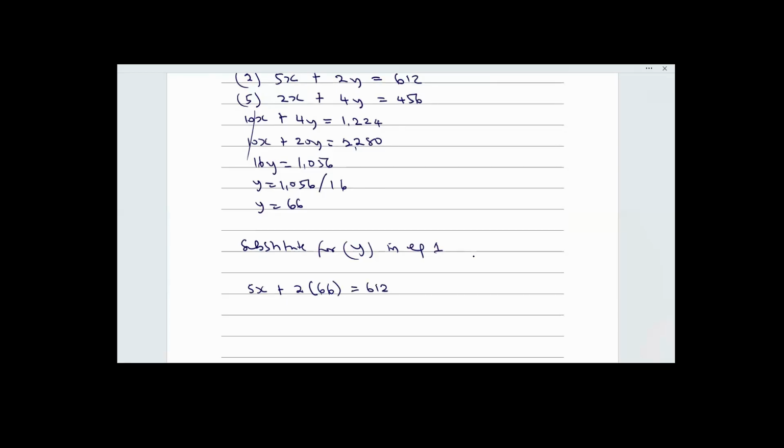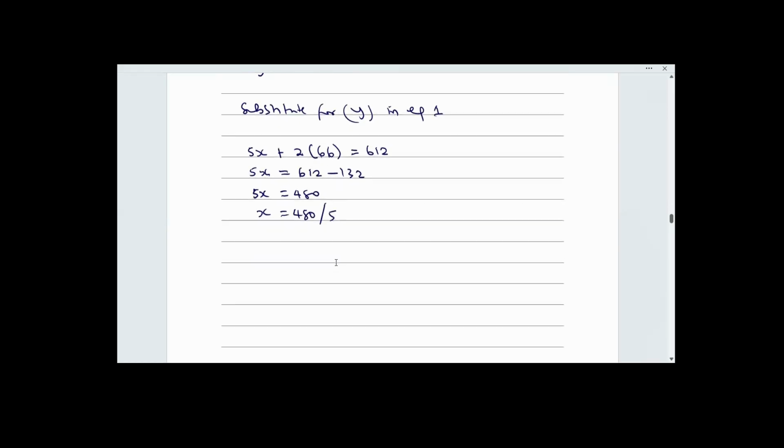612. So 5x equal to 612 minus 66 multiplied by 2, which is 132. Okay. So 5x, what's the difference? 480. Therefore, x equal to 480 divided by 5. What do you have? 96.